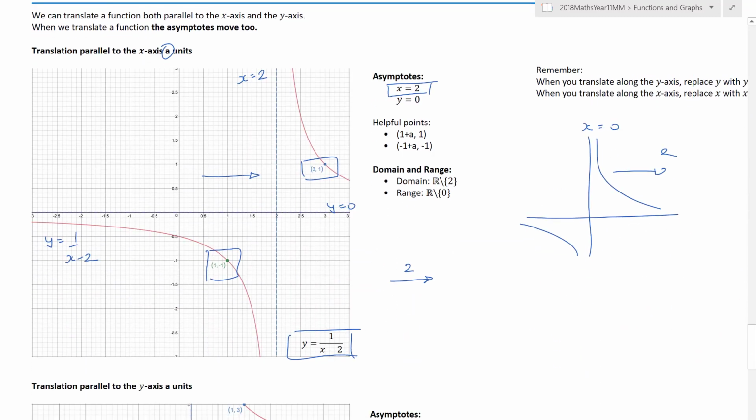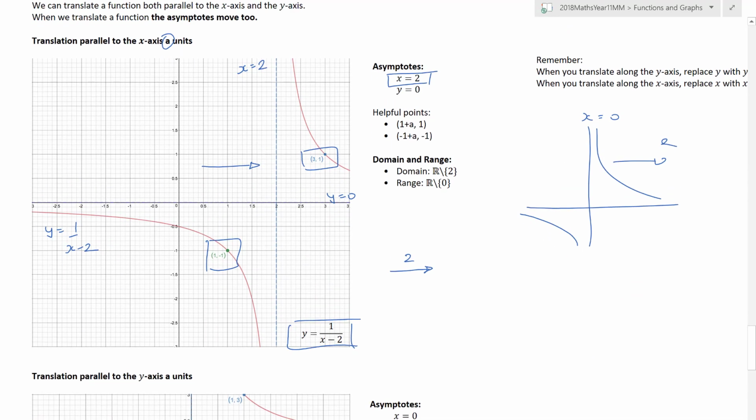So with all of these things, when you have application questions, you need to look at the graphs. Helpful points, tick, thank you very much. Domain and range, well, this time remember the range, because we're not moving it vertically, stays the same.